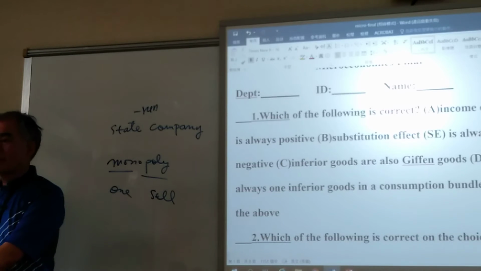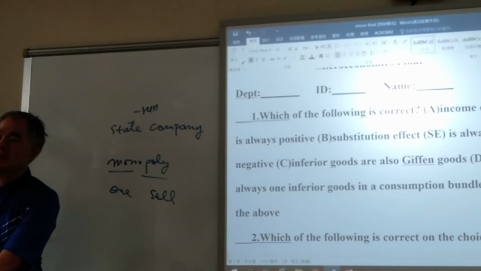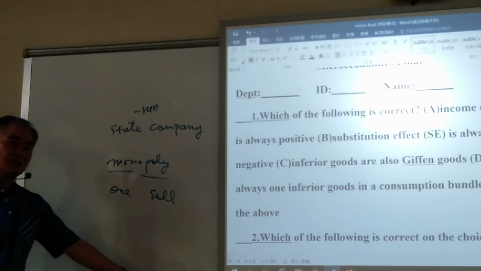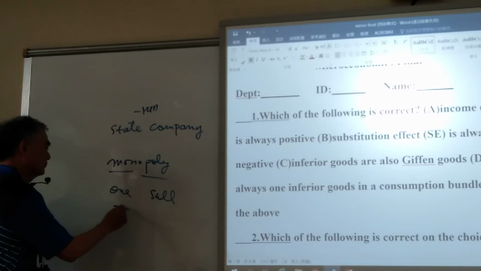A state company. It is run by the country. Okay? It is run by the country. It's owned by the country. For example, there's another company like this. It's called Taipower.